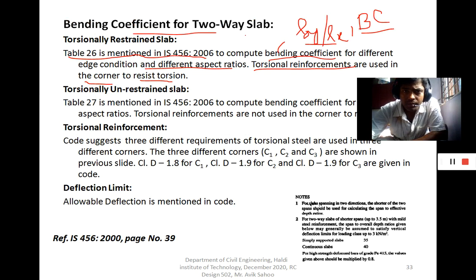Positive moment means this is a span moment, so you have to apply the steel at bottom, whereas for the support moment near the edge, where the panel has a continuous edge, at the continuous edge a negative moment is developed, and you have to apply steel at top.